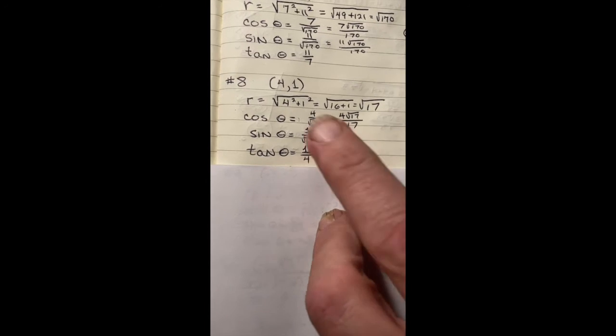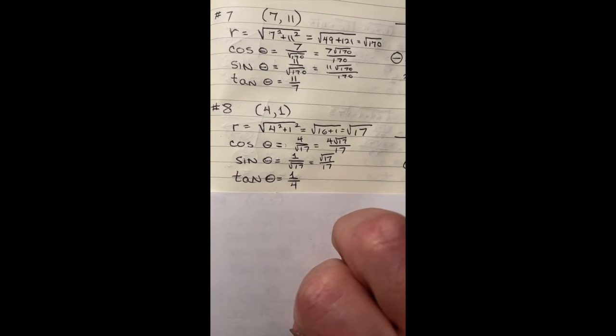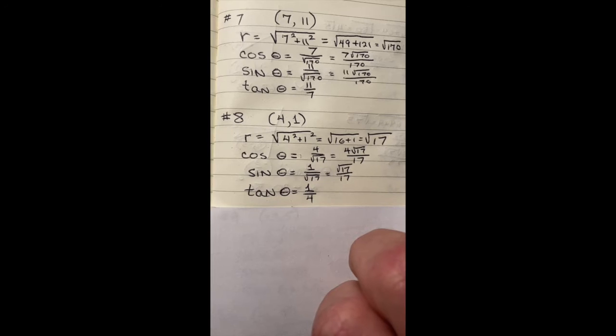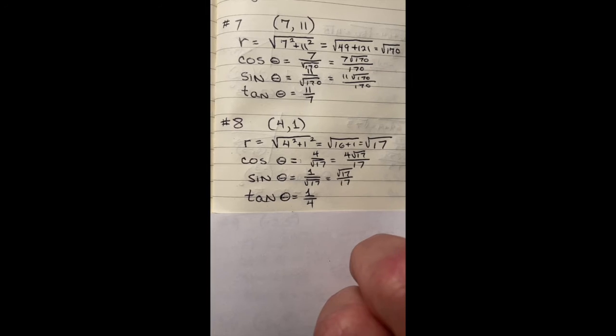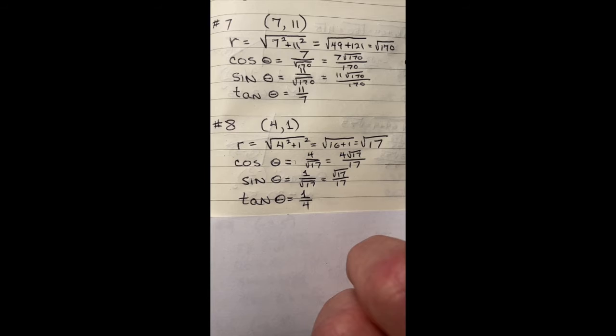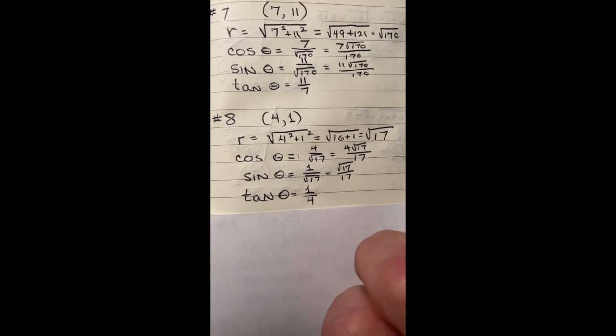Problem number 8. If you're given the point 4, comma 1, which is this one right here, then the square root of 4 squared plus 1 squared is equal to the square root of 17. And the cosine of theta is going to be the x-coordinate 4 over the square root of 17, which is 4 square root of 17 over 17. The sine of theta is going to be 1, the y-coordinate, over the square root of 17, and that rationalizes to square root of 17 over 17. And the tangent of theta is 1 over 4.